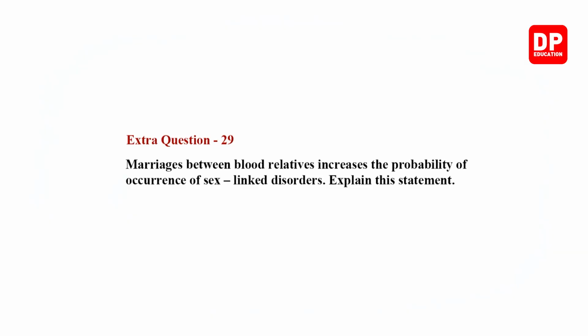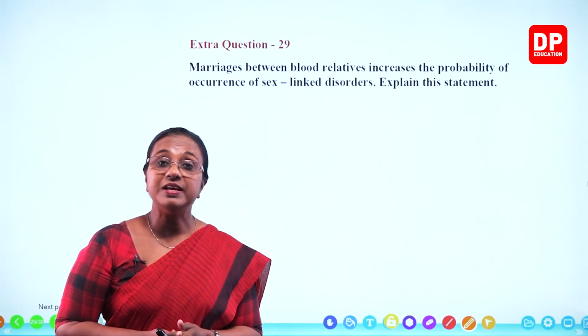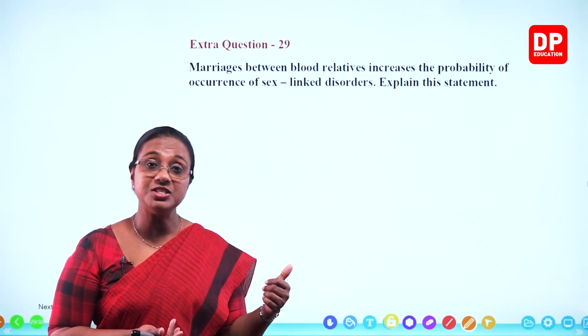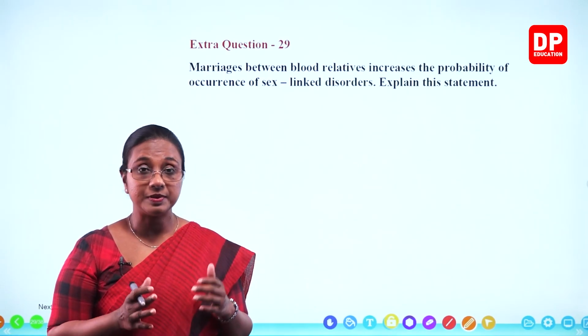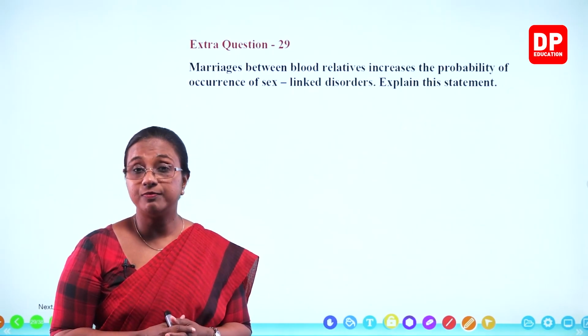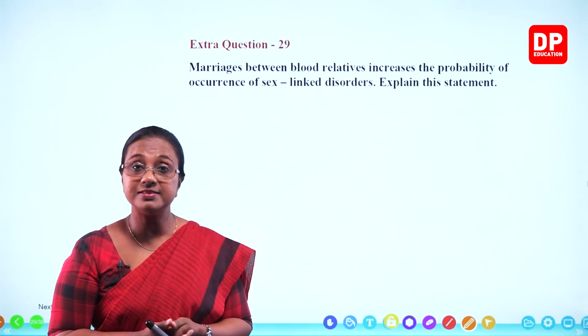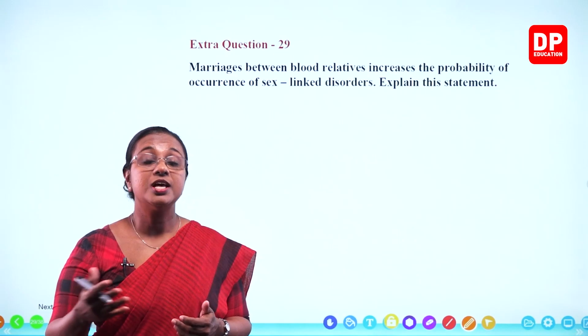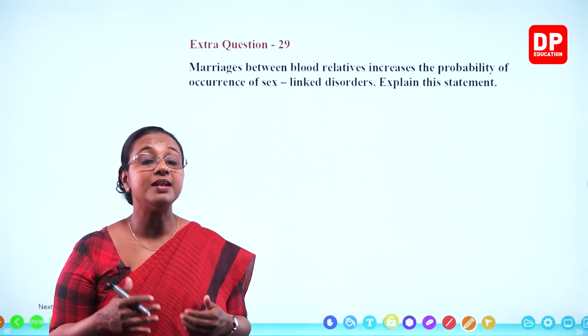Extra question 29. Marriages between blood relatives increases the probability of occurrence of sex-linked disorders. Explain this statement. How do you explain that? So hemophilia is a disease where you have the dominant gene. If the dominant gene that is linked to the X chromosome is present, then of course clotting of blood takes place normally. But if that is the recessive gene, double recessive nature, then of course the person has hemophilia, that is where the blood does not clot.